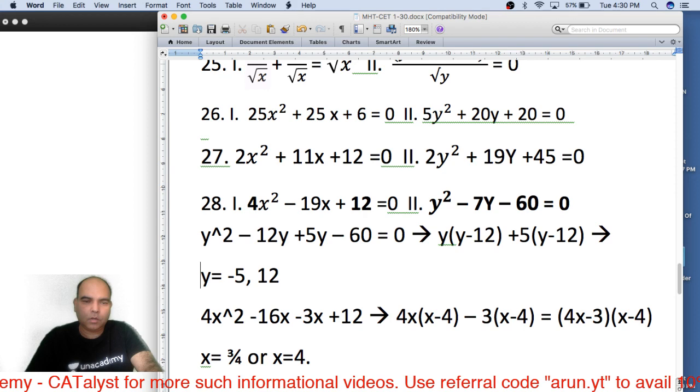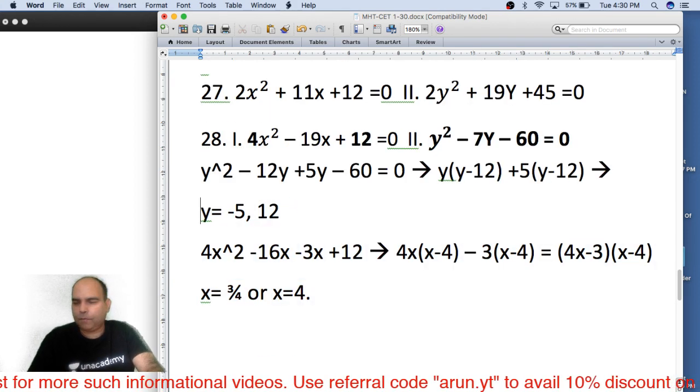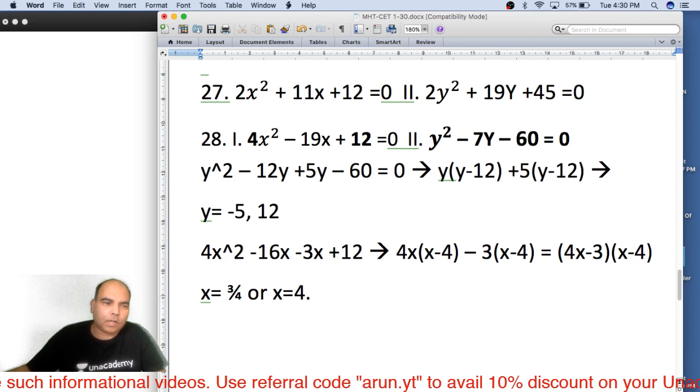Now when you're trying to visualize which one is bigger and which one is smaller, the best thing to do is think on the number line.